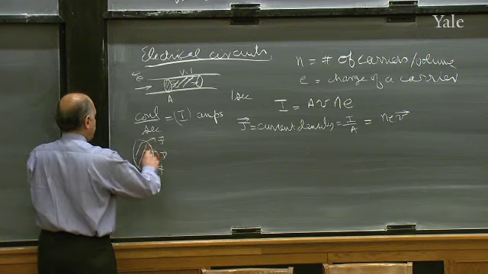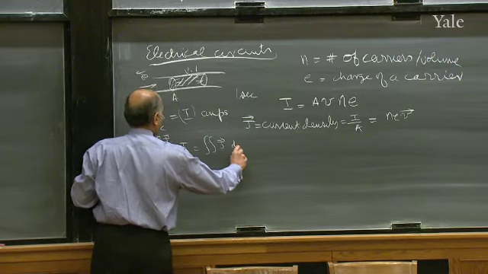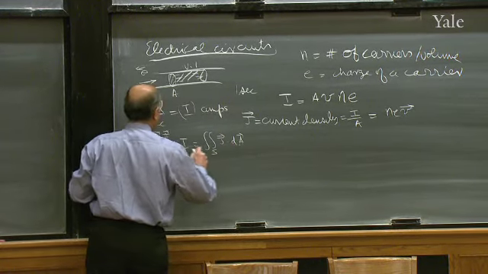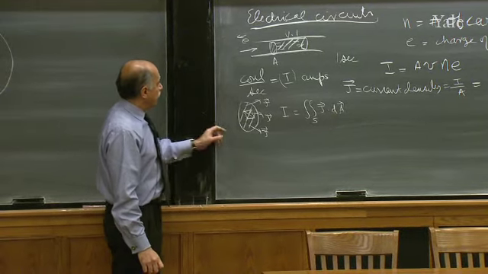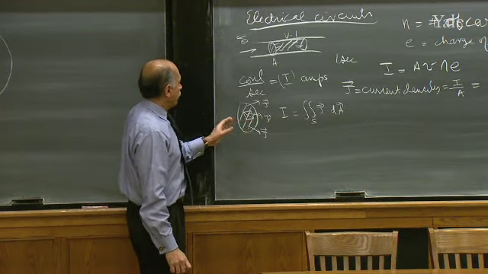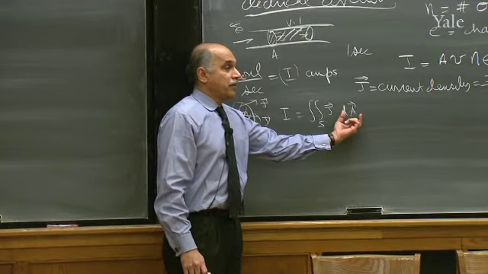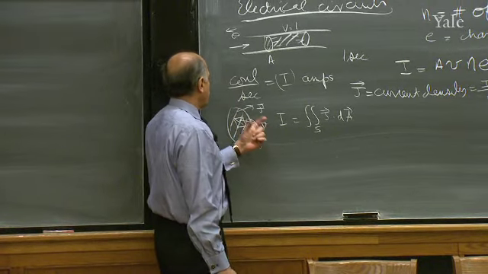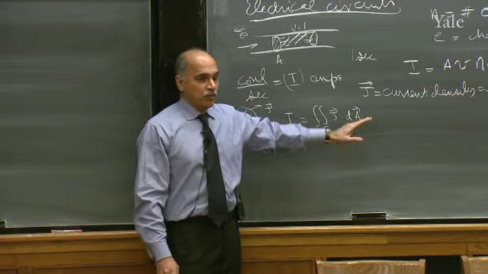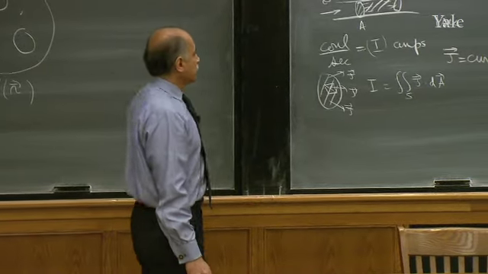Then the current crossing that surface will be the surface integral of J dot dA. In other words, divide that area into tiny little patches, dA. As we have seen many times, whenever something is flowing, it's the dot product of the flow rate with the area that measures the actual flow. You add it over the surface, that's the current crossing a surface. We won't use this formula very much, I'm just mentioning it for completeness.